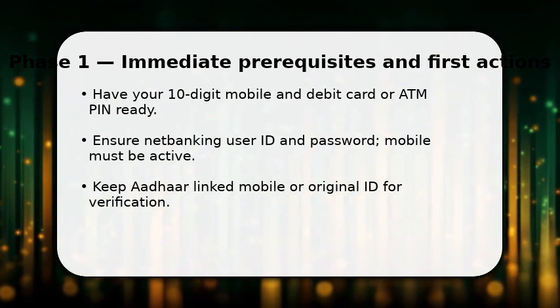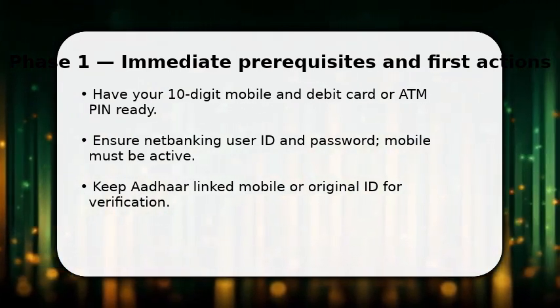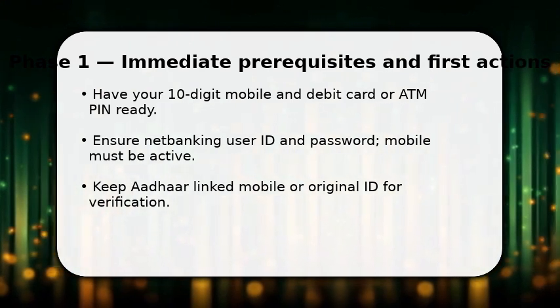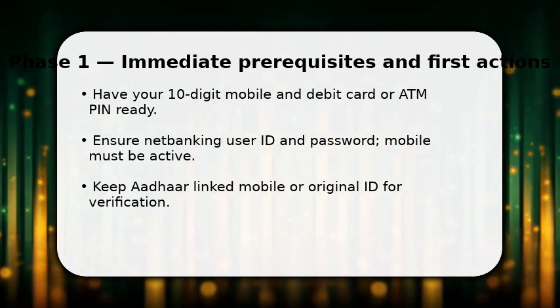Make sure the mobile you plan to add is with you. The bank sends OTPs to that number. If you prefer YONO or SBI Anywhere, the first steps are similar. Authenticate, then open the Contact Update option.